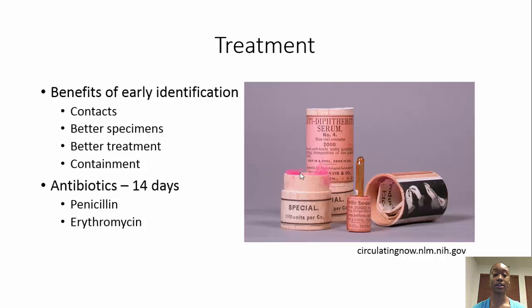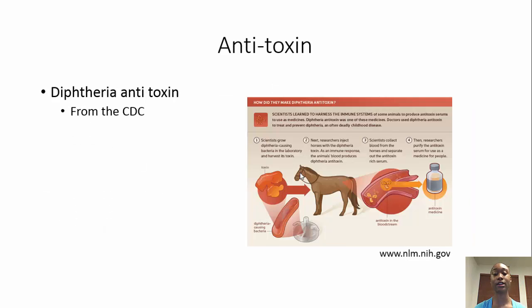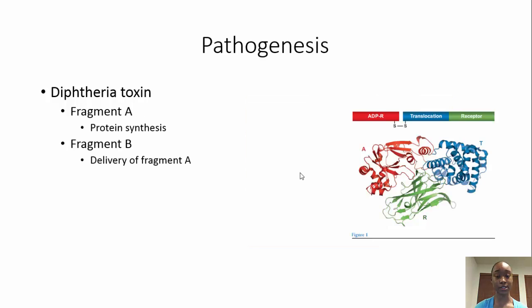And since diphtheria is a bacteria, it can be treated with antibiotics. Penicillin and erythromycin are the antibiotics that are given, and diphtheria must be treated. Any probable cases or confirmed cases must be treated with the antitoxin. And the diphtheria antitoxin is actually made in horses, which I thought was kind of interesting, and it must be obtained from the CDC.